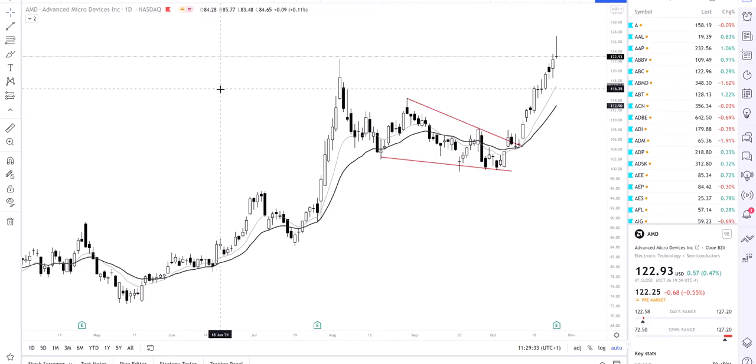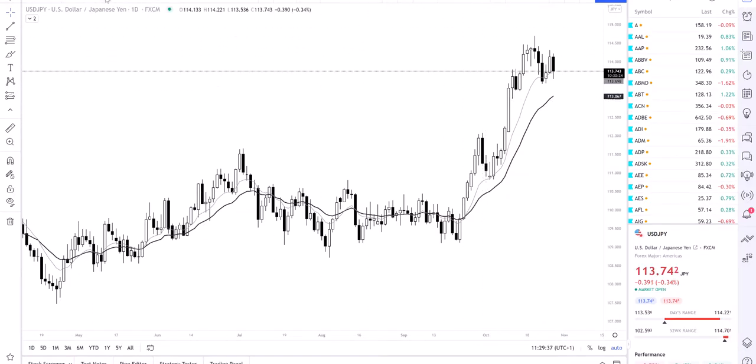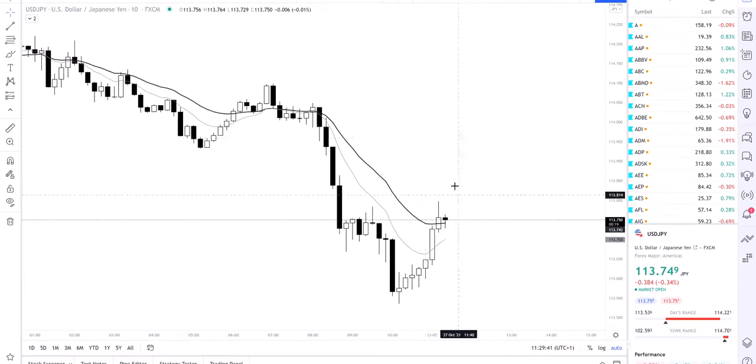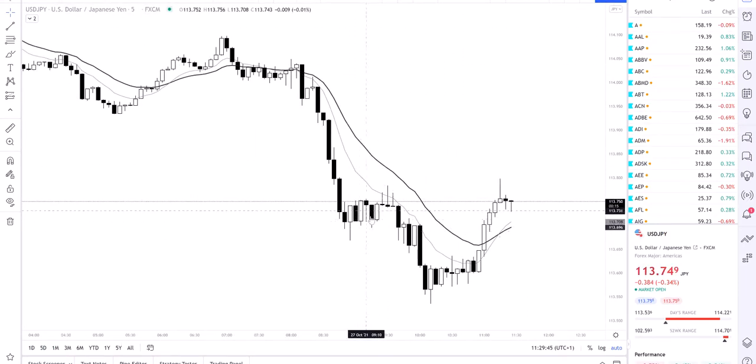So let's go to USD yen, and we go to the 10-minute chart. That's the 10-minute chart. Look at this. See, on the 5-minute chart, we have the two-legged pullback going on. Let's mark it.